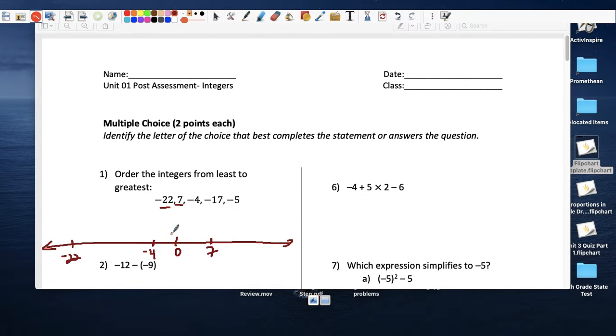Negative 17 is also to the left of 0. So negative 1, 2, 3, 4, 5, 6, 7, 8, 9, 10, 11, 12, 13, 14, 15, 16. Somewhere around here is negative 17. And negative 5, right? So 0, 1, 2, 3, negative 4, negative 5.